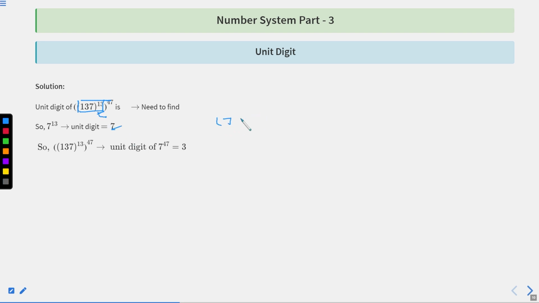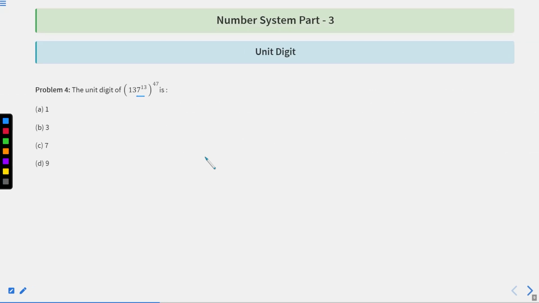Now you have 7 to the power 47. Again apply the same rule. Divide 47 by 4, and the remainder you will get here is 3. So that was a not so tricky problem. One may get afraid by looking at so many powers together, but it's not. So the answer will be B. Option number B is correct.